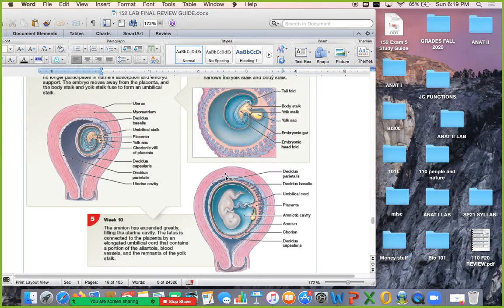All right, this region is the decidua parietalis. Remember, that's going to be the region that is not covering. So here's the decidua capsularis, the region that is covering the embryo. Decidua parietalis is the region that is not covering the embryo, but is still the decidua, which was previously the endometrium, but isn't that anymore because implantation occurred. And then here's the decidua basalis, which is underneath the developing embryo.